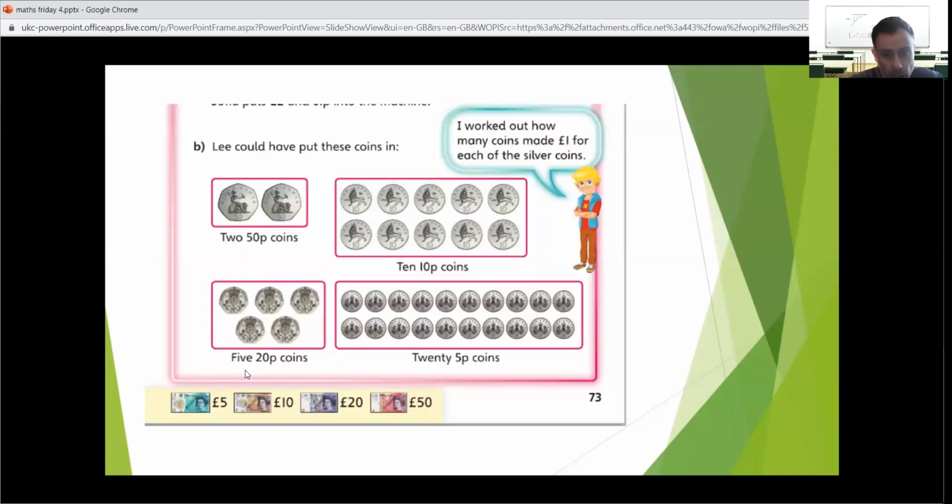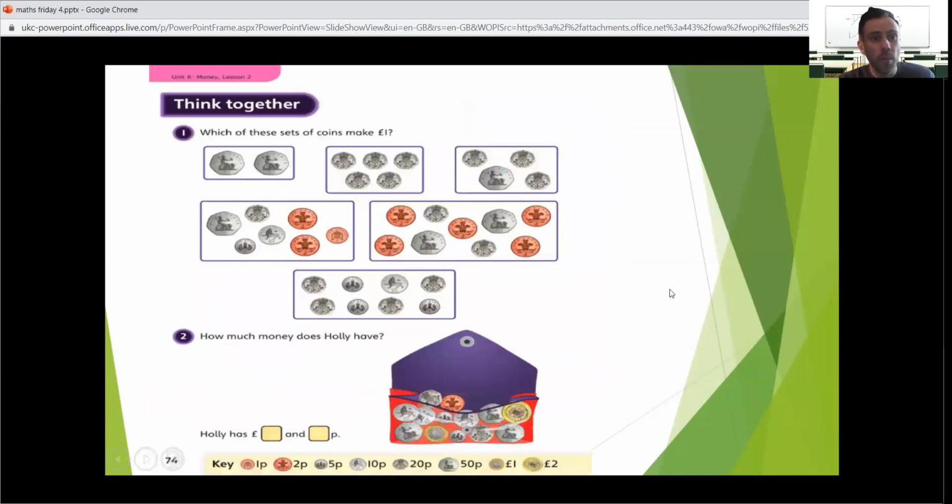That's a pound. Or he could have put in, if he was carrying all these around, 20 5p coins, because 20 times 5 is 100, and 100 makes a pound. So they were the different options. Obviously, two 50p's is the best, I think, because you could carry two 50p's. I wouldn't want to carry 20 5p's in my pocket. Okay, let's move on.